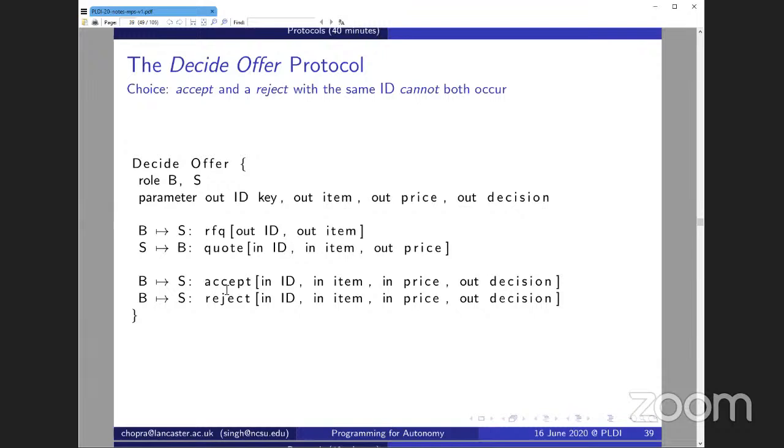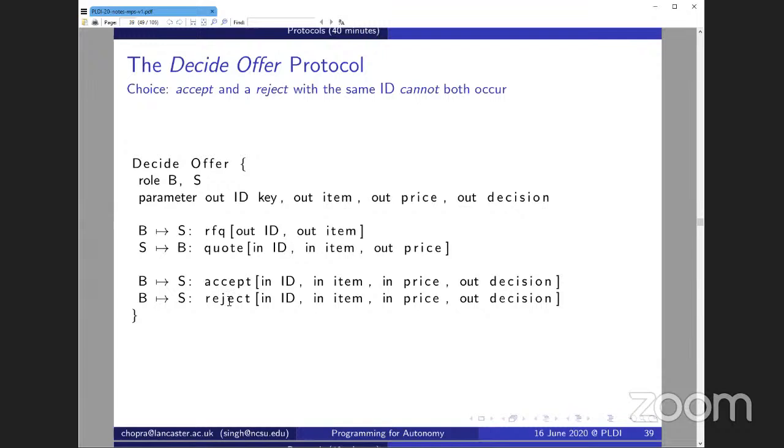So the buyer has a choice of sending an accept or a reject. Now, what you want to make sure is, first of all, of course, that the accept is going to be in response to a quote. So the accept should have the same ID as the quote. It should have the same item as the quote. It should have the same price as the quote, but it's a decision about that, right? So it's saying yes, accept, or the decision has the social force, but also we want to make sure the accept and the reject are mutually exclusive. We can't have both an accept and reject in a well-formed social state.